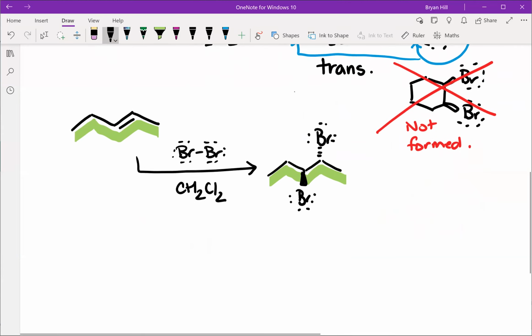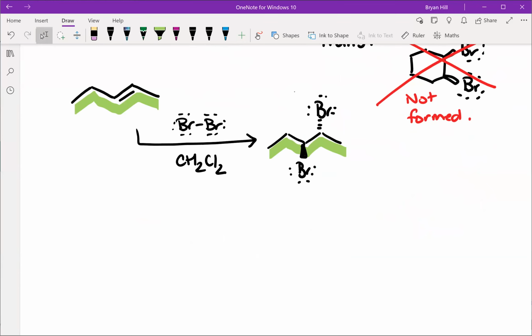And this is with a trans double bond. Let's do a cis double bond here.